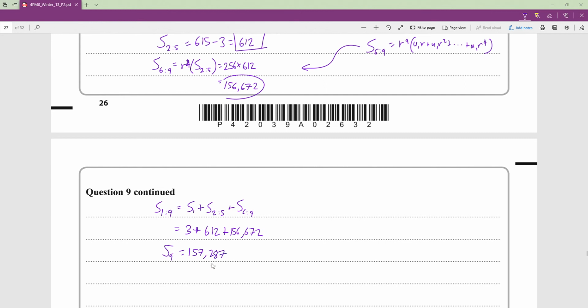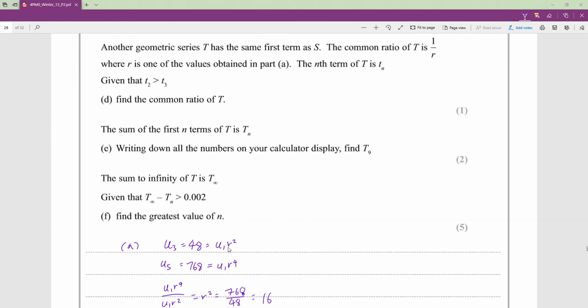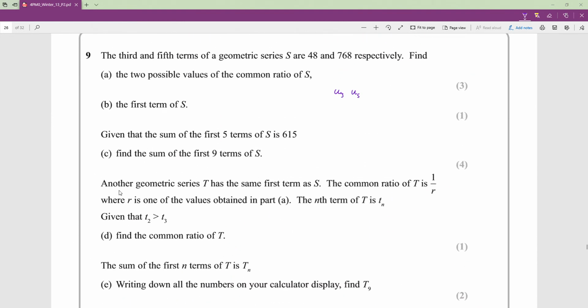I really like that question. That was a pretty neat solution. Okay, so what do we do now? Another geometric series T has the same first term as S. The common ratio of T is 1 over R, where R is one of the values obtained in part A. The nth term of T is Tn.